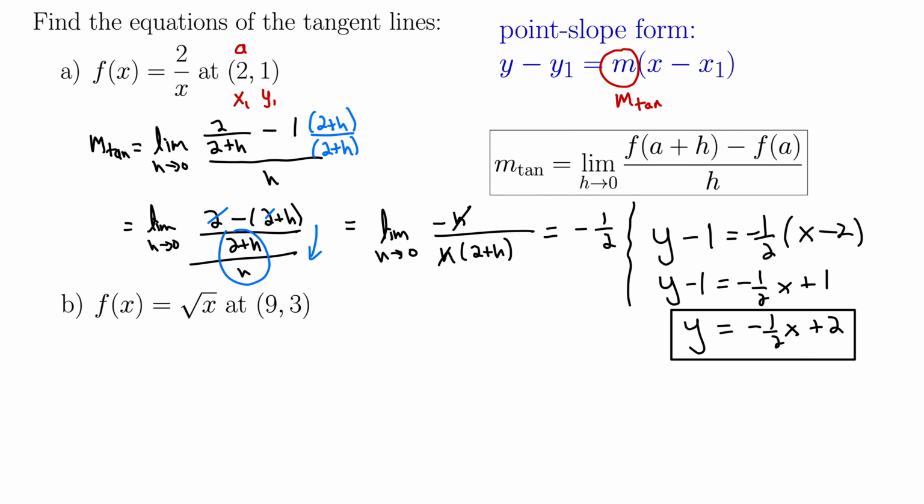Okay, let's try b. We have f of x equals the square root of x. We want the equation of the tangent line at the point 9, 3. Okay, we have the same idea here. We want to use the point slope form, so we need the slope of the tangent line. And we're given some starter points. We're given x1, y1 here, and our x1 is also going to be a.